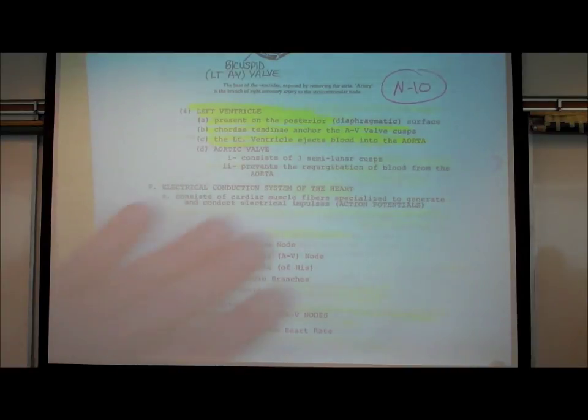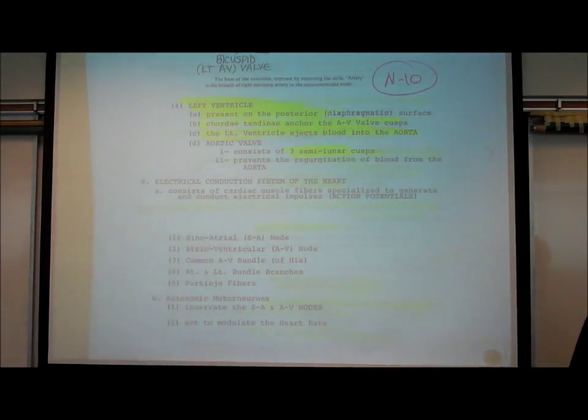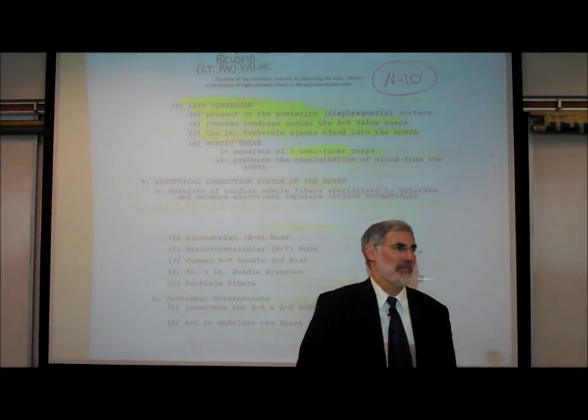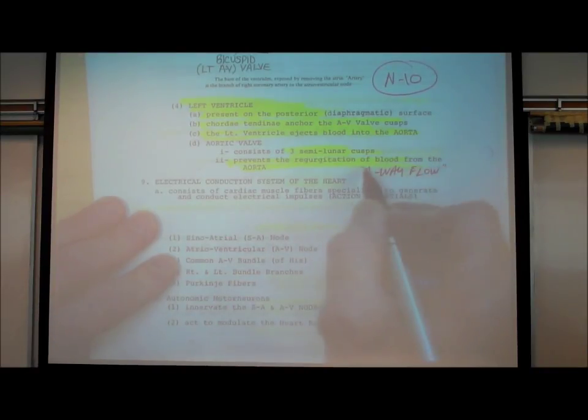The left ventricle ejects blood out into the aorta. The aortic valve is made up of 3 semilunar cusps. That's why the aortic valve is also called a semilunar valve. And the purpose is to prevent regurgitation. In other words, the purpose of this valve is one-way flow. That's always the purpose of these valves, one-way flow.